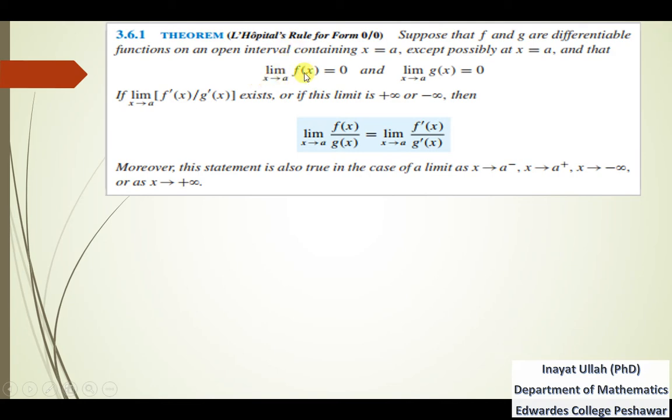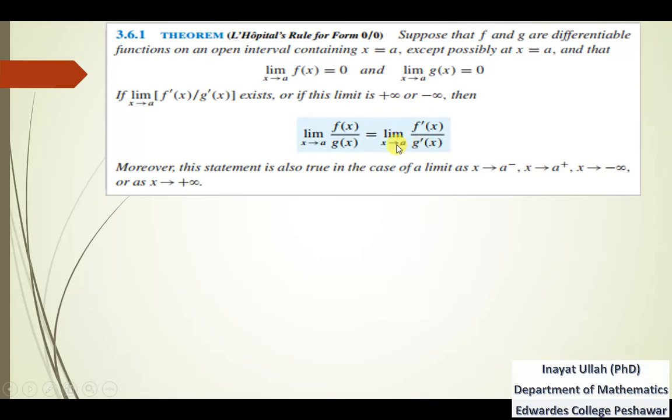Now what is L'Hopital's rule? For example, this is the limiting value of the rational function f of x divided by g of x. Whenever you apply the limit on f of x and the answer is 0, and you apply the limit on g of x and the answer is 0, that becomes the 0 by 0 form. Then L'Hopital's rule says to find the derivative of the numerator and the derivative of the denominator, and then apply the limit.